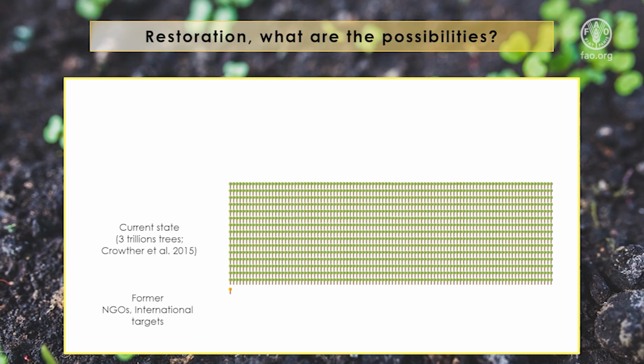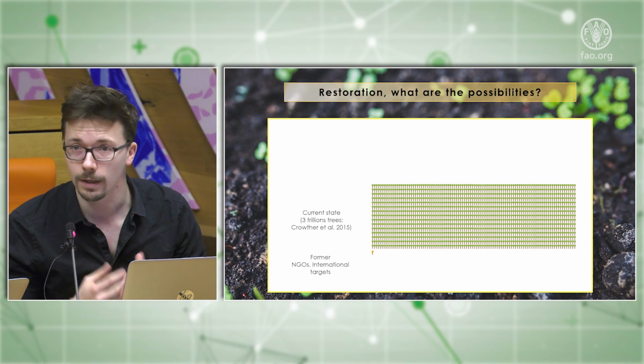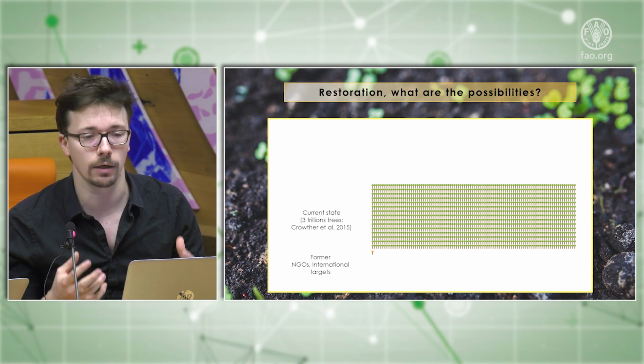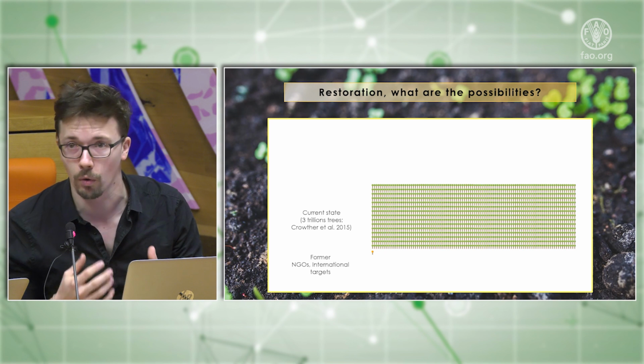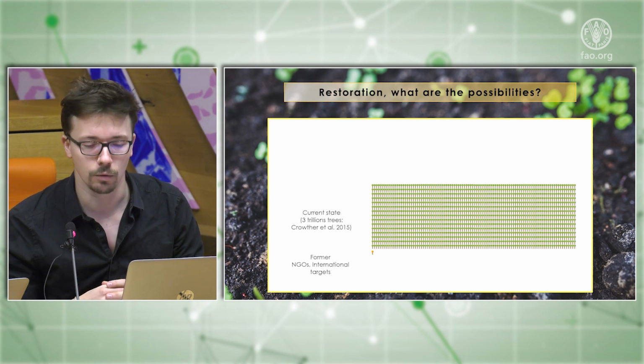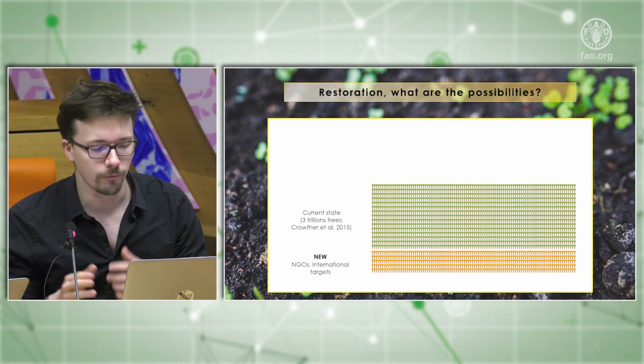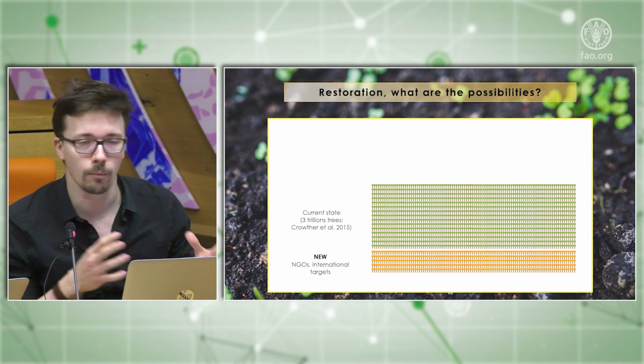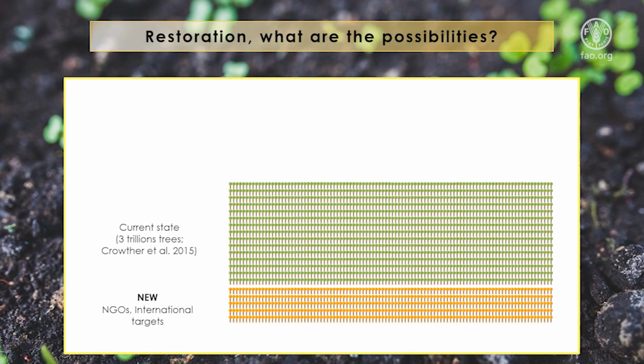But thanks to this estimation by Tom Crowther, we realized that if we want to have an impact on restoration and really an impact on the climate, we need to be a bit more bold than aiming for 1 billion trees to be restored. So from that work, it shifted the paradigm a bit, and it pushed NGOs and international institutions to aim for 1 trillion trees to be restored. And as you can see on this very simple graph, 1 trillion trees really means a lot compared to what we have today. This can probably help a lot.